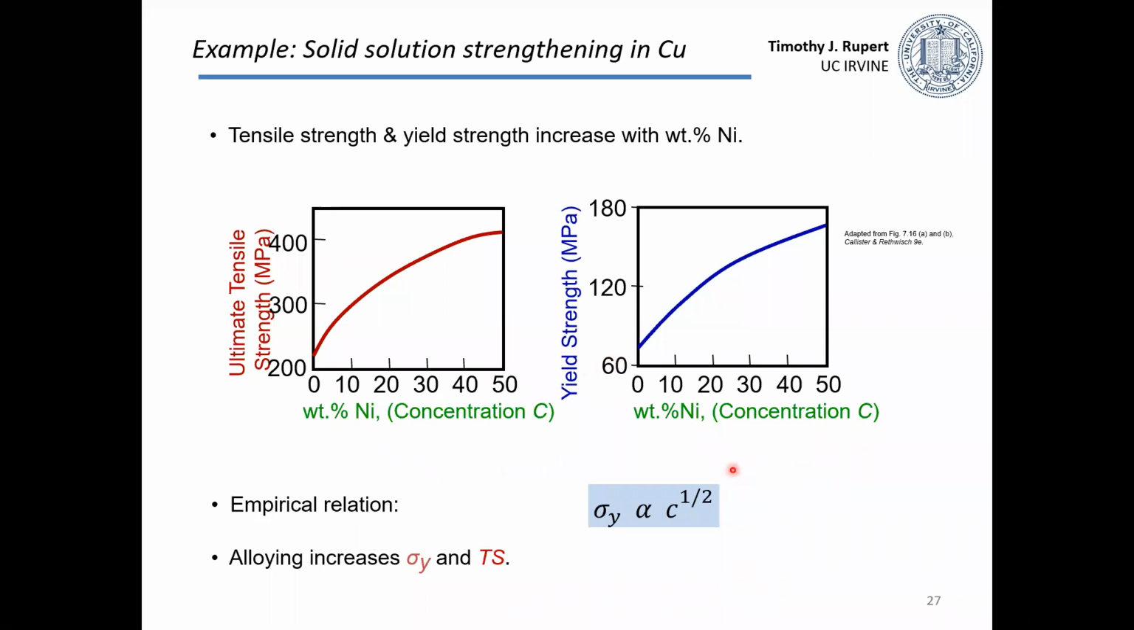Now, the empirical relation that's used to describe this is trying to recreate the shape of these curves. It says that the yield strength of my material increases with the concentration of those solutes with a square root type of form. So yield strength is proportional to the square root of the concentration.